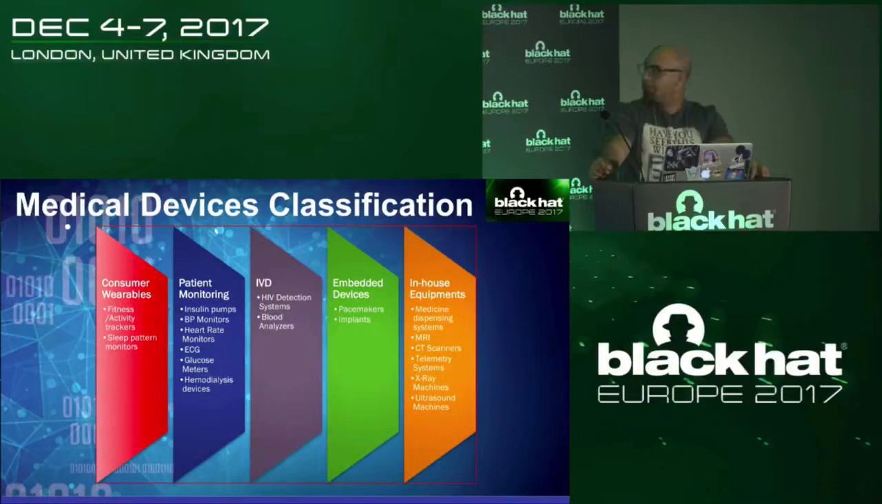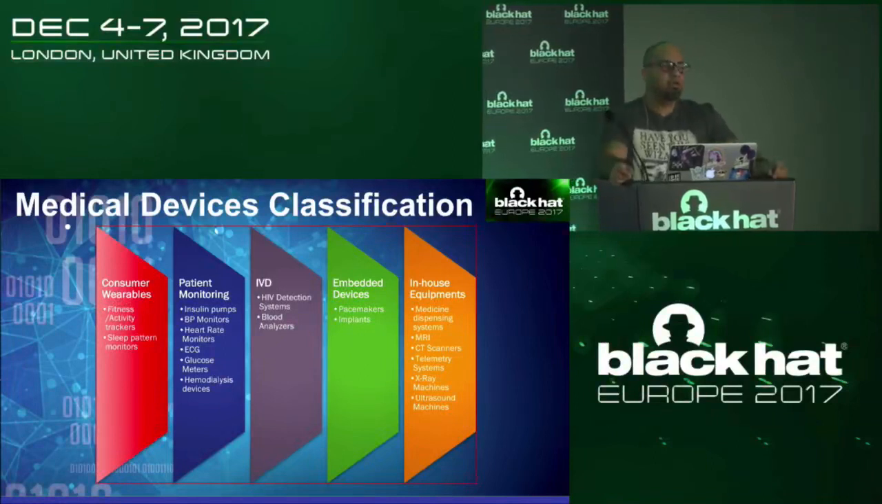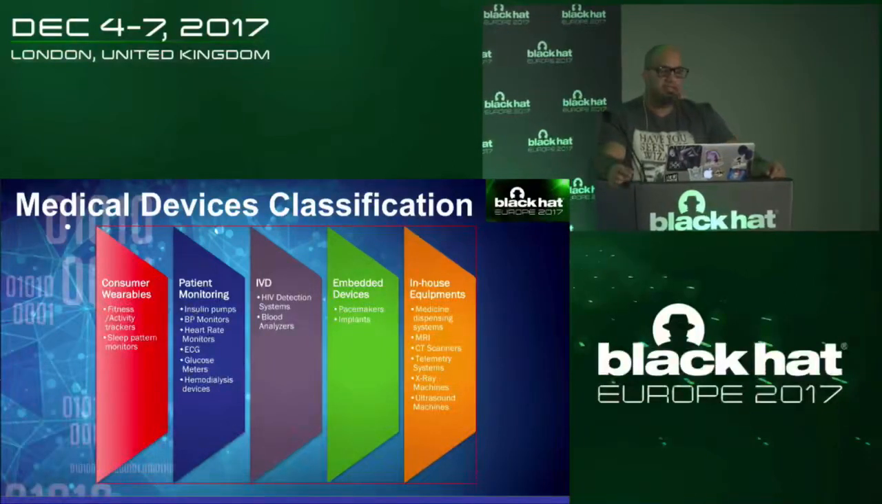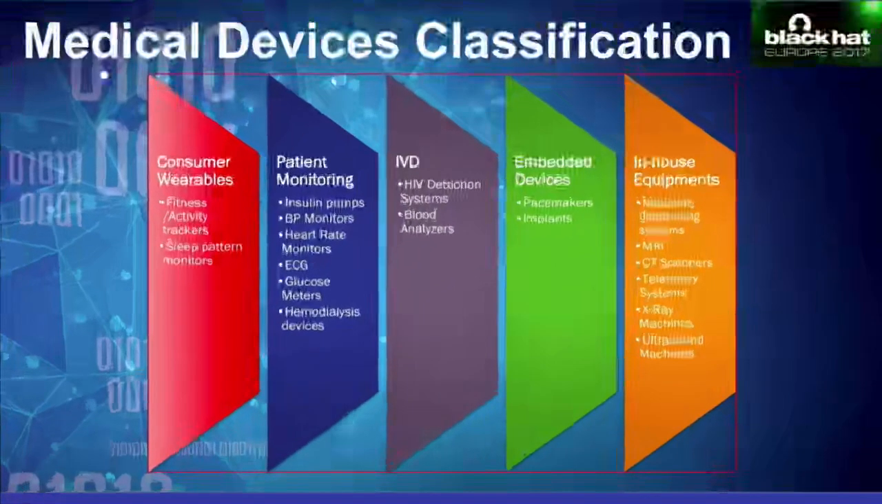Then there are patient monitoring devices, which comprise insulin pumps, BP monitors, which is blood pressure monitors, ECG, glucose meters, and so on. There are IVD, which are also called in vitro devices, like HIV detection systems, blood analyzers, etc. All the devices we have talked about so far are external to your body. And then there are other medical devices which are implanted into a human's body, and the most common example I can think of is a pacemaker.